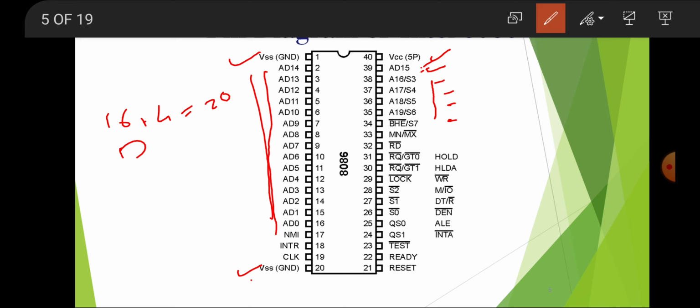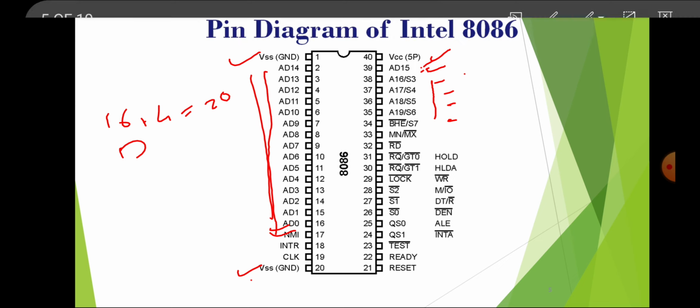These are multiplexed with the status signals, so A16 to A19. Now we are moving to the next pin, that is NMI. You can see the NMI, pin number 17. Have you found it? Here is NMI, pin number 17. That is called the non-maskable interrupt.